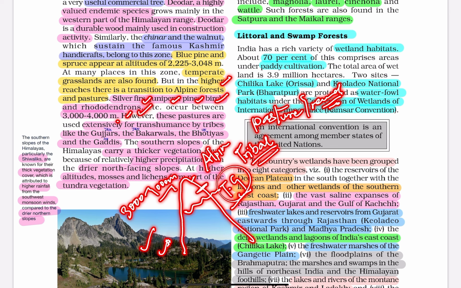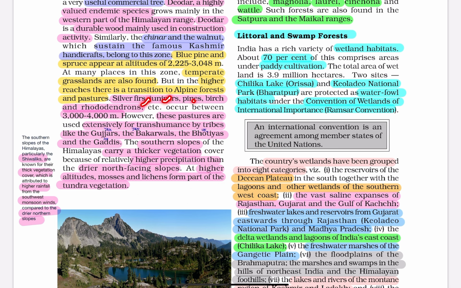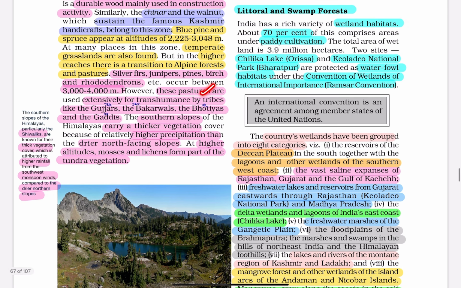Generally UPSC gives the nature and characteristics and asks what kind of trees or what kind of forests are found here. So at the height of 3000 to 4000 meters, where there is a transition to the alpine forest, we have silver firs, junipers, pines, birch, rhododendrons. I'm repeating it again and again so that you remember. These pastures are extensively used for transhumance. As I said, the tribes are using it, like the Gujars.